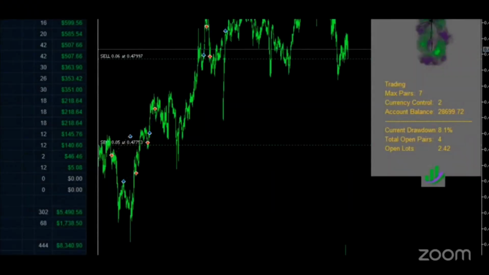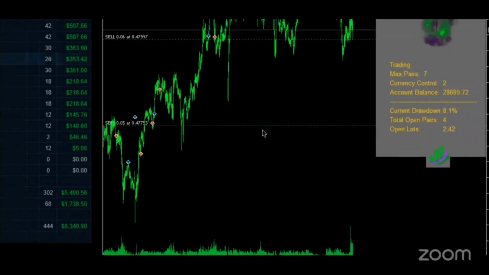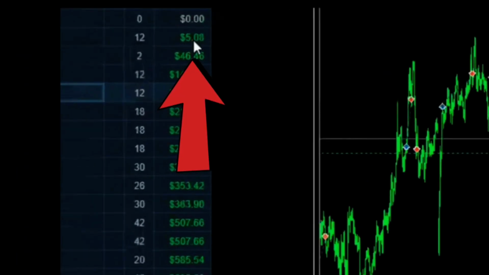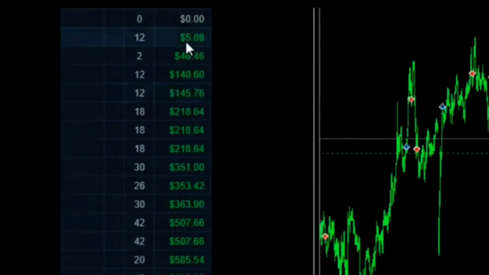This is the Dragonfly. That's a live account up to the right, but I'm just trying to share a portion of this VPS. It's $8,000 on the day. So if I organize this from highest to smallest, I don't know why that's only $5. Probably one of the safety things kicked in. I don't know what that is, but I'll have to look.